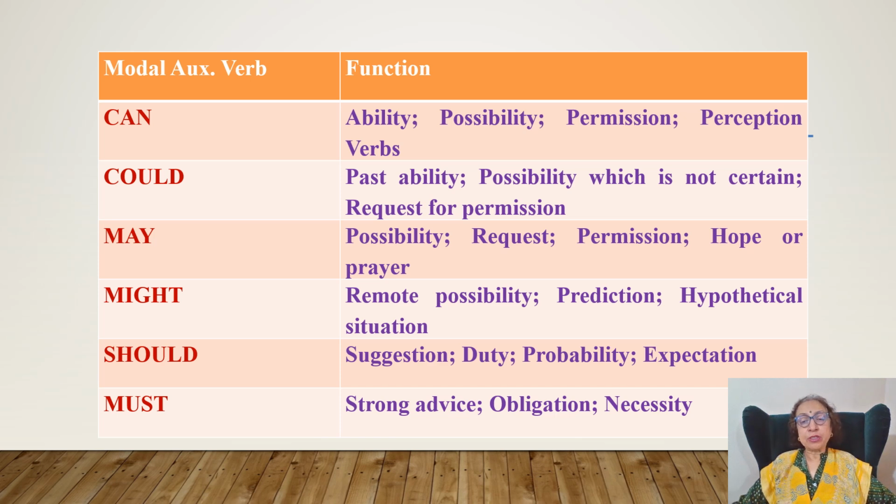Should is used for suggestion, duty, probability, and expectation. Now, those beginners who are finding these words difficult will look at the dictionary. And if you tell me which are the difficult words, I will make vocabulary videos for you. I haven't started with vocabulary because we are doing so many other things. Must is used for strong advice, obligation, and necessity. Now, suggestion and strong advice: should and must. Very often, with should you are saying it mildly, with must you are compelling, you are putting some force. That difference is there between them.